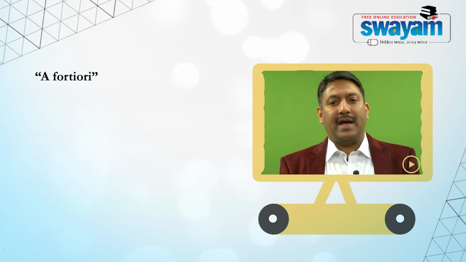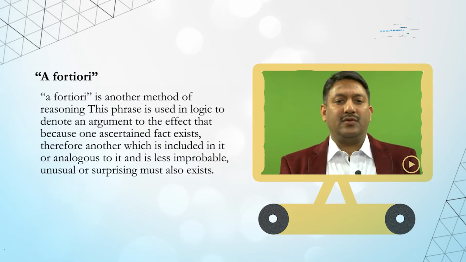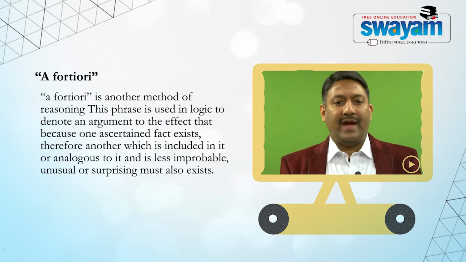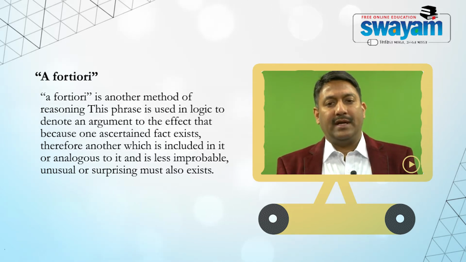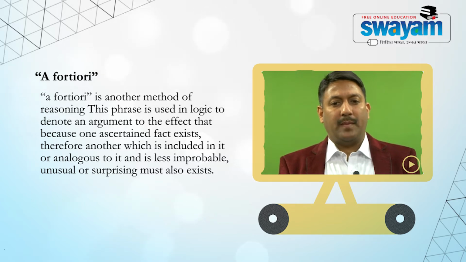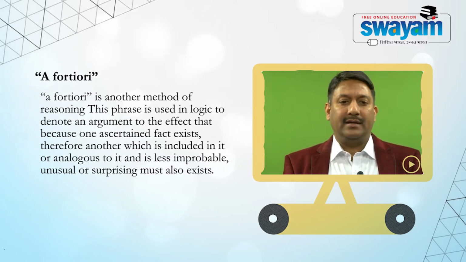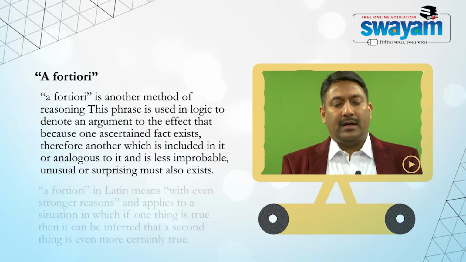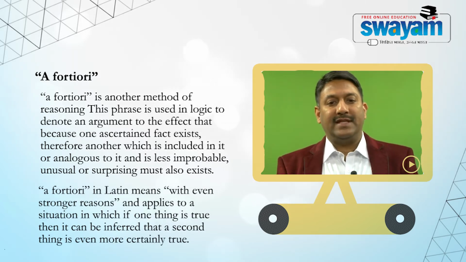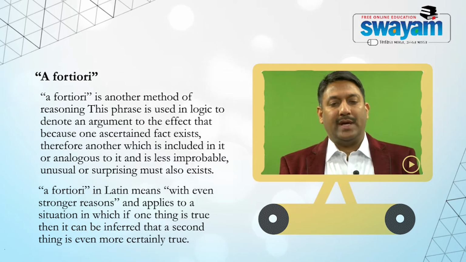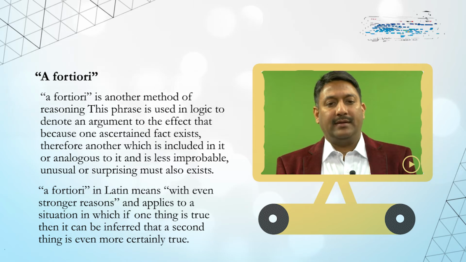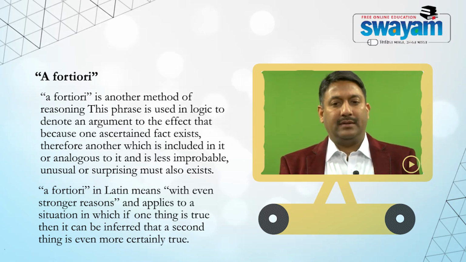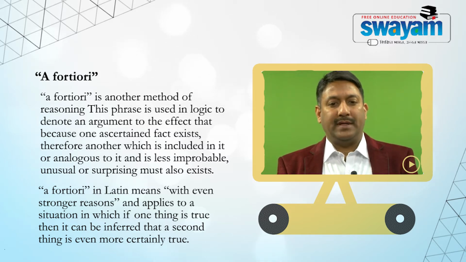A fortiori is another method of reasoning. This phrase is used in logic to denote an argument to the effect that because one ascertained fact exists, therefore another which is included in it or analogous to it and is less improbable, unusual or surprising must also exist. A fortiori in Latin means with even stronger reasons and applies to a situation in which if one thing is true, then it can be inferred that a second thing is even more certainly true. For example, if something is prohibited, then it is assumed that anything more obvious is prohibited.